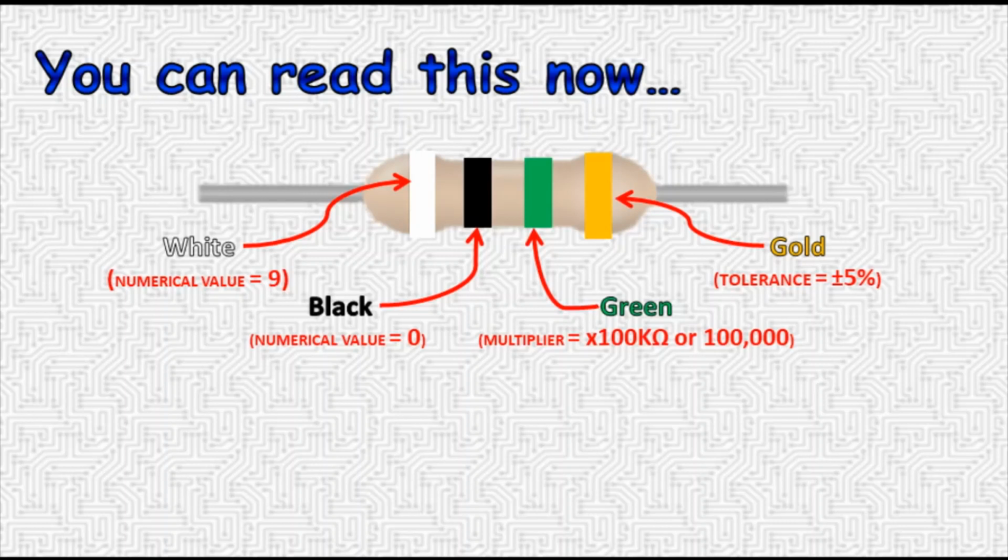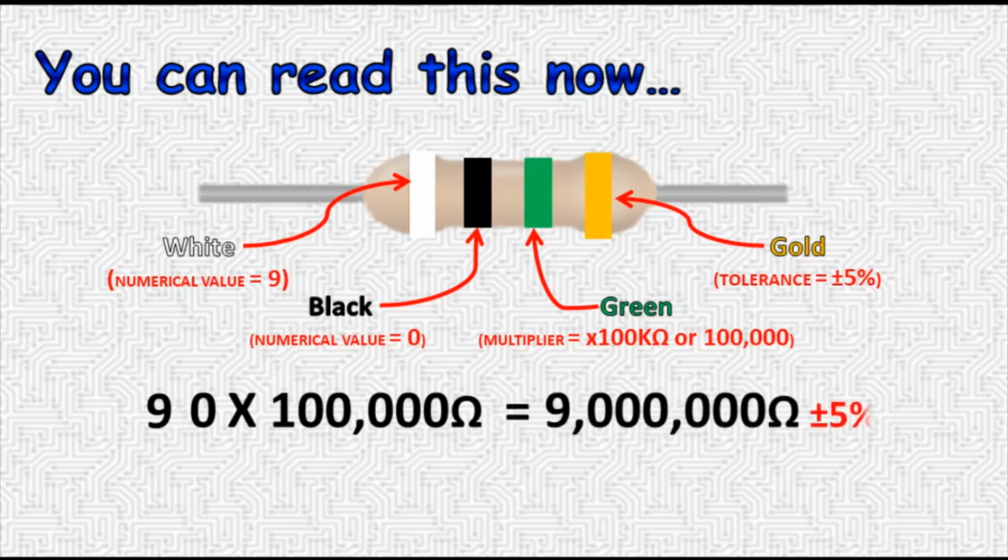So, subukan na natin. Isa-isa ha. Kaya natin to. Una, 9. Pangalawa ay 0. Then, pangatlong color ay green, which is a 100,000 ohms multiplier. Is equivalent to 9 million ohms. Positive, negative 5%. Tama ba? Paano natin malalaman kung tama? Bilangin po natin ang 0. Okay? Simula tayo sa ating digit. 1, 2, 3, 4, 5, 6.